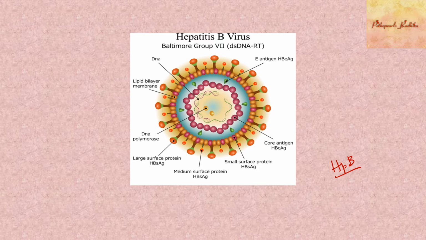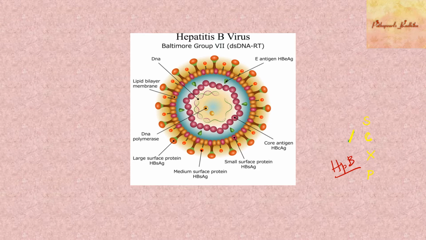Your hepatitis B has got different genes which code for different antigens. So you have the S gene which codes for the surface antigen. Then you have the C gene which codes for the core antigen and the precore antigen. Then you have something called the X gene which is going to code for HBX protein. Then you have the P gene which is going to code for the DNA polymerase.